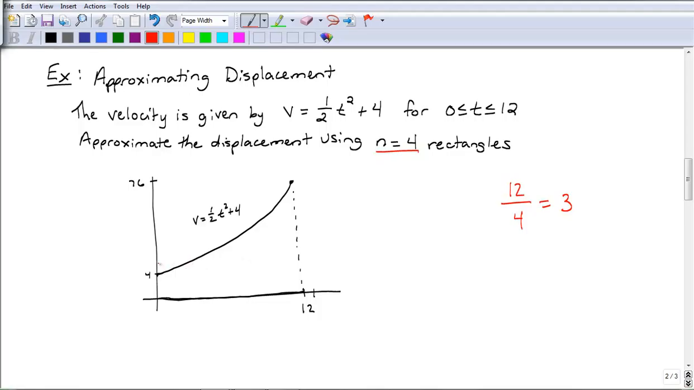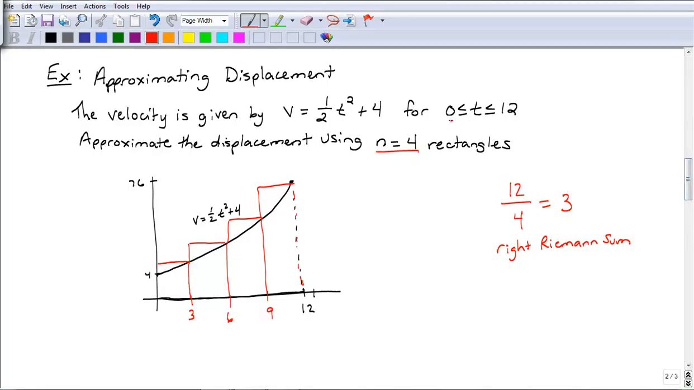And I'm going to use the right endpoint, but you could have used the left endpoint. 1, 2, 3, 4. Those are my 4 rectangles. And I know each rectangle is 3 wide, so that's 3, 6, 9, and that's 12. So notice I chose to use the right Riemann sum, but you could also use the left Riemann sum. If you use the left Riemann sum, it would be an underestimate. The right Riemann sum is an overestimate.